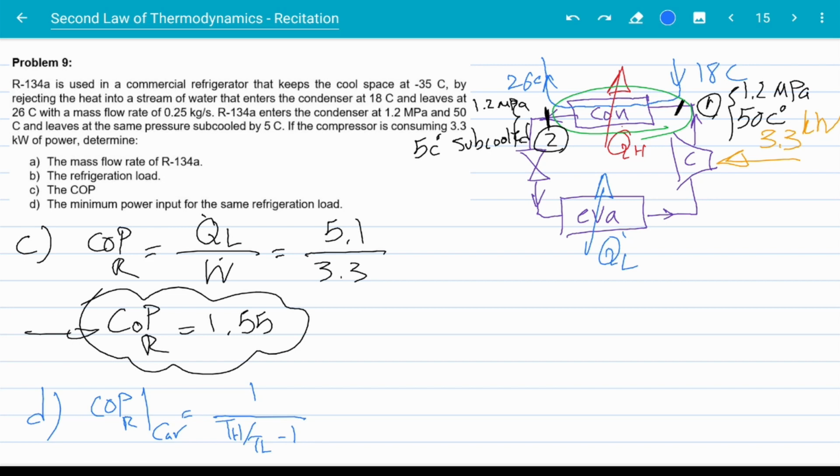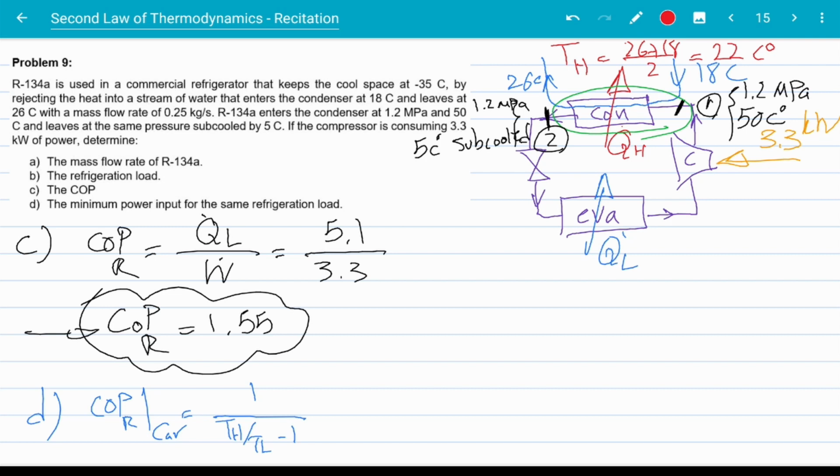Okay, now you may say, all right, the cold temperature is minus 35, but what is the hot temperature? We don't have any temperature for the condenser. We only know that the water stream enters at 18 and leaves at 26. In a scenario like this, you can say that the temperature of the hot area is the average of water inlet and outlet temperatures. So that will be 26 plus 18 over 2, which is 22 degrees Celsius. So the temperature of the hot reservoir in this problem is the average of the temperature of the water inlet and outlet, which is 22 degrees Celsius.